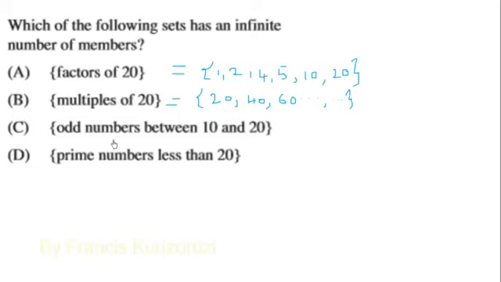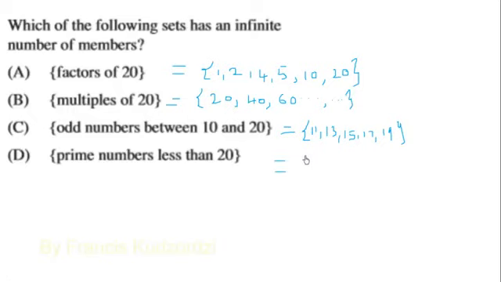Now odd numbers between 10 and 20, we can list all the elements there. These are 11, 13, 15, 17, and 19. These are all the elements in that set. And prime numbers less than 20, we can also list all these elements.